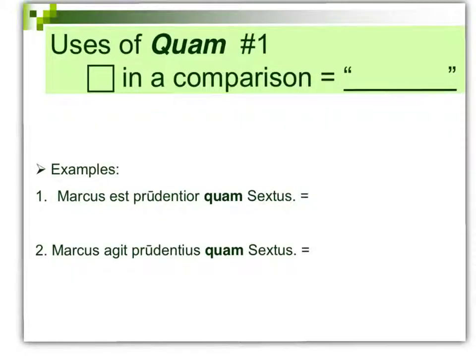The final grammatical item in this chapter are the various uses of quam. There are 5 uses, and they're all review. The use of quam in a comparison means what? And try to figure out these examples. Please pause the video and try to figure them out.